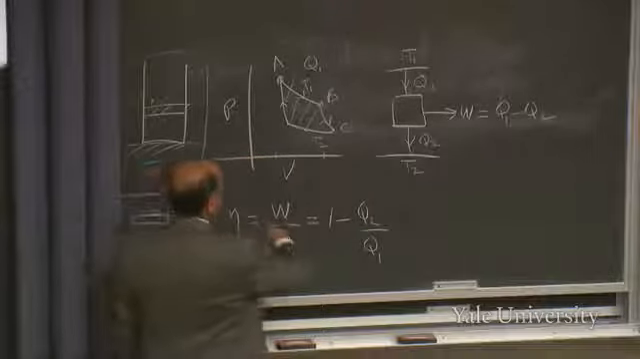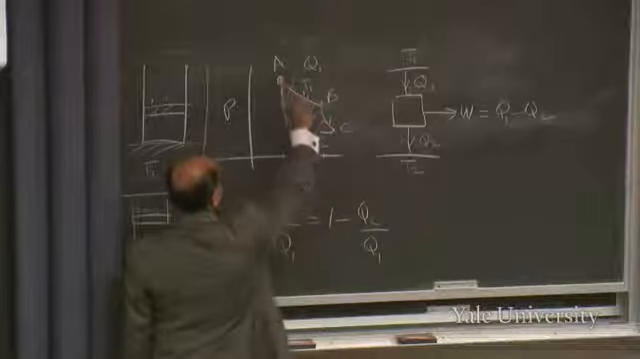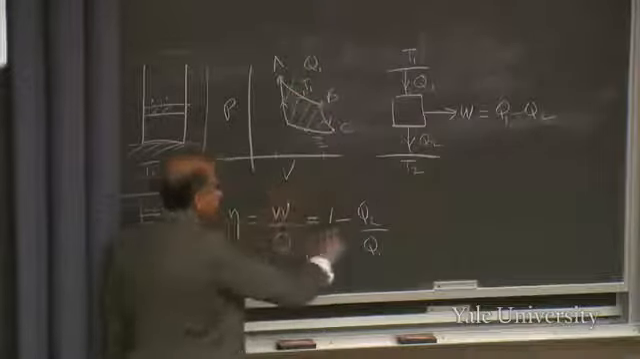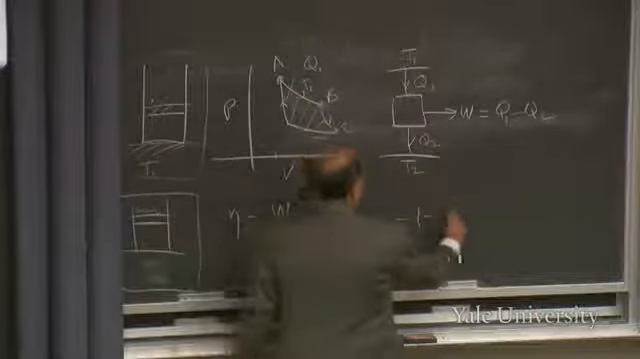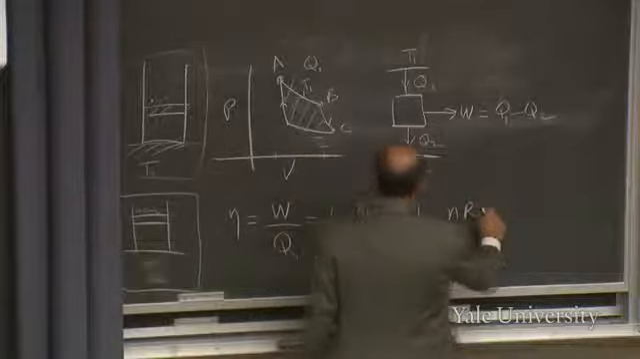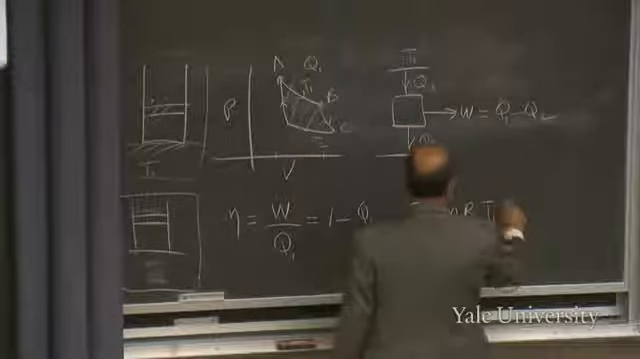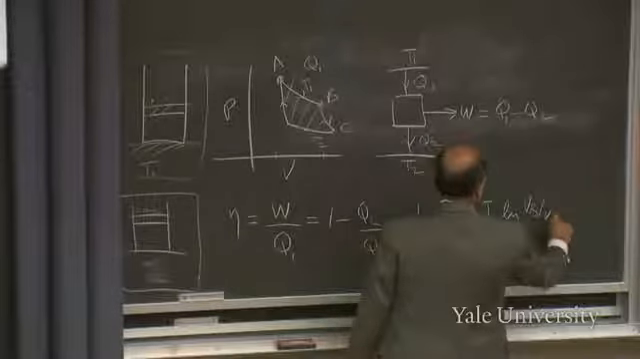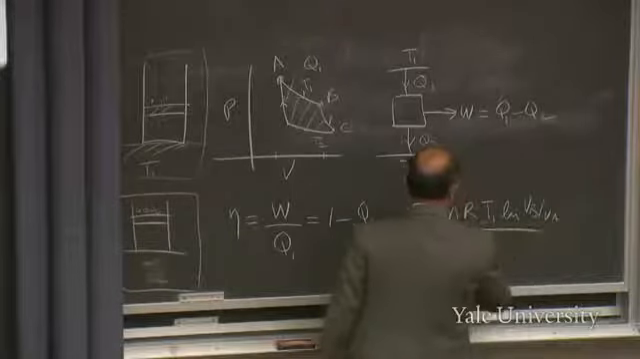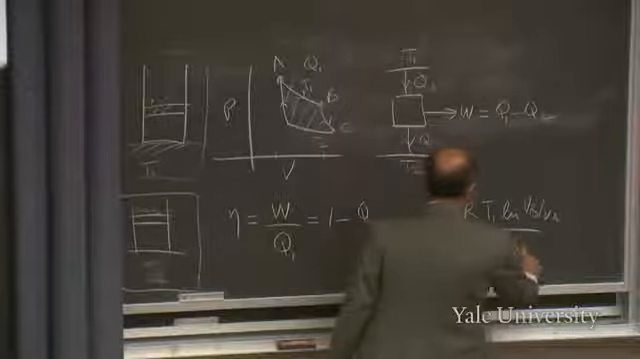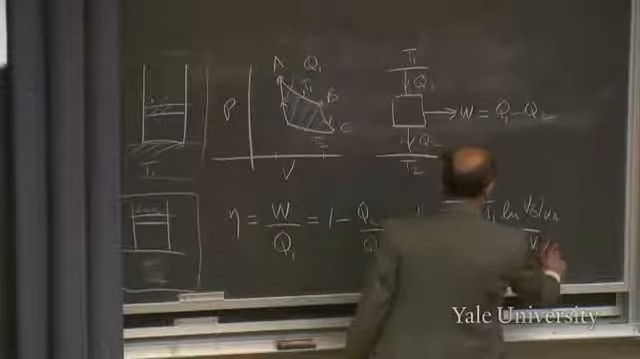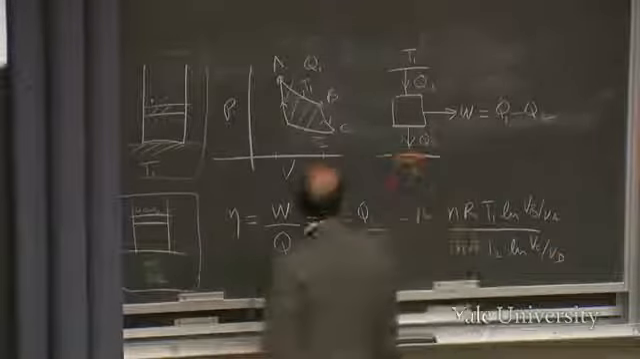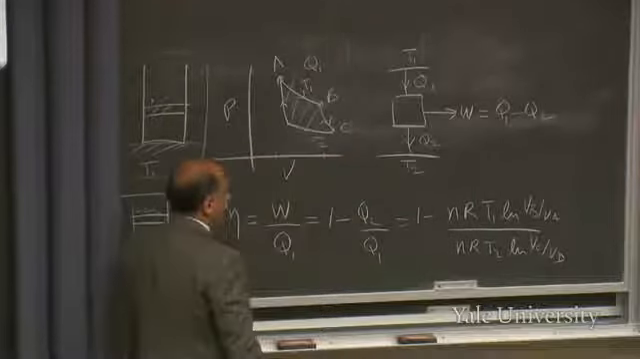That's a simple problem of integrating the work done and going from here to here. You remember that? 1 minus nR T1 log VB over VA, and downstairs, you have nR T2 log VC over VD. Again, you got to remember why that is true.